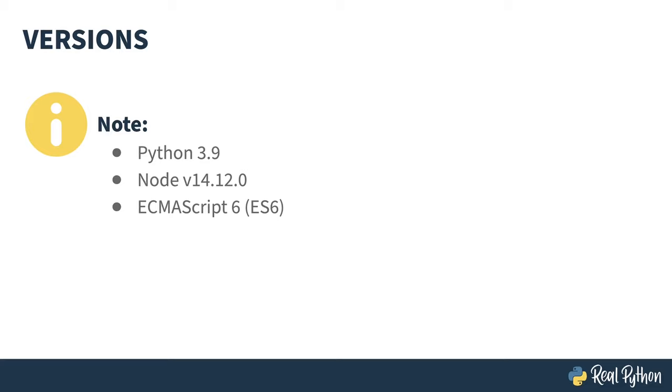A quick note on versions. For this course, it isn't going to matter very much, but the code itself was tested in Python 3.9, Node 14.12, and most of the JavaScript is ES6 based. I'll point out as I go along anything that differs from this. Other versions should work equally well. There's not much version specific in the course.